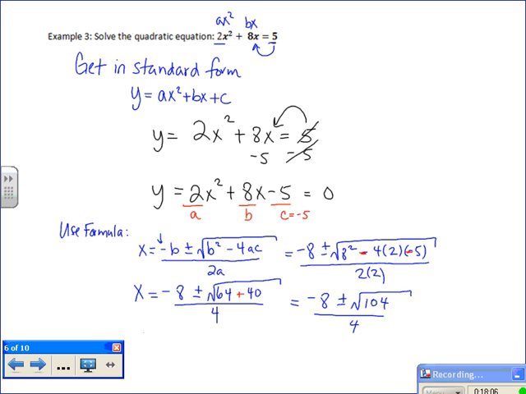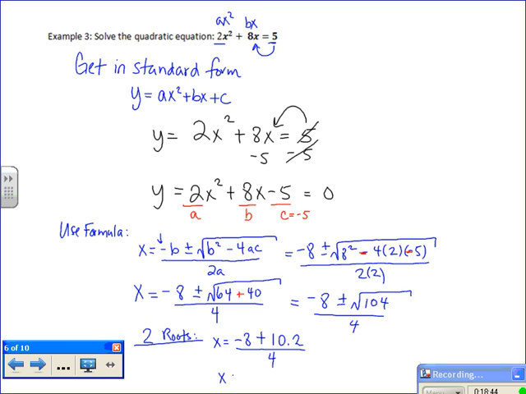So there, again, now there are 2 roots. One root is when I take negative 8 and I add the square root of 104. The other option is when I subtract this square root of 104. And I'll get 2 different numbers there. Okay, so one root is going to be x equals negative 8 plus, so let's do the addition first. Square root of 104 is 10.2, to the nearest tenth, divided by 4.